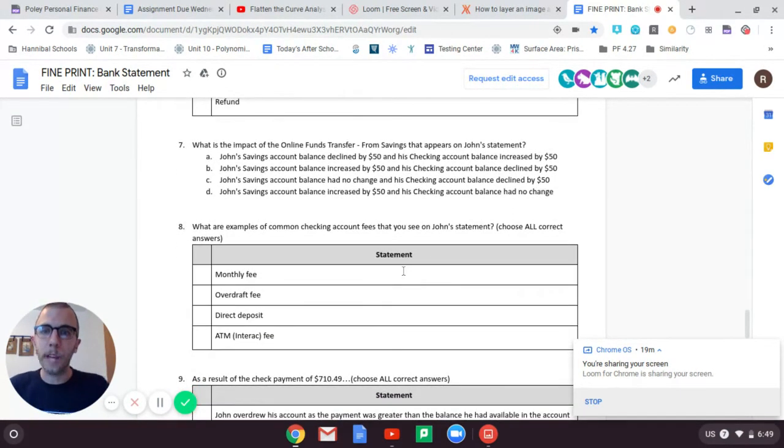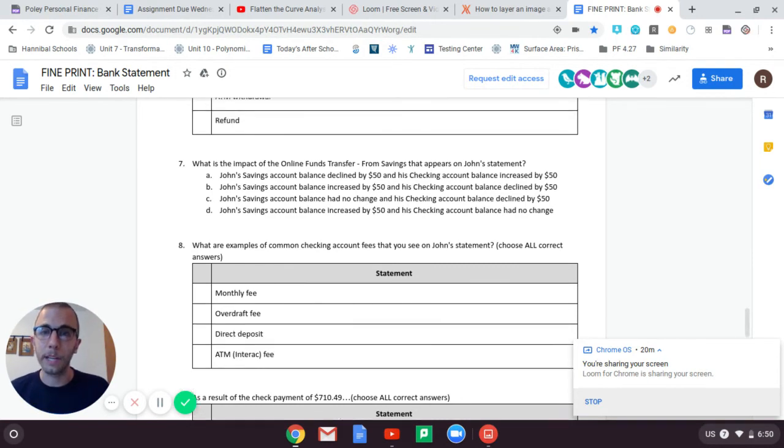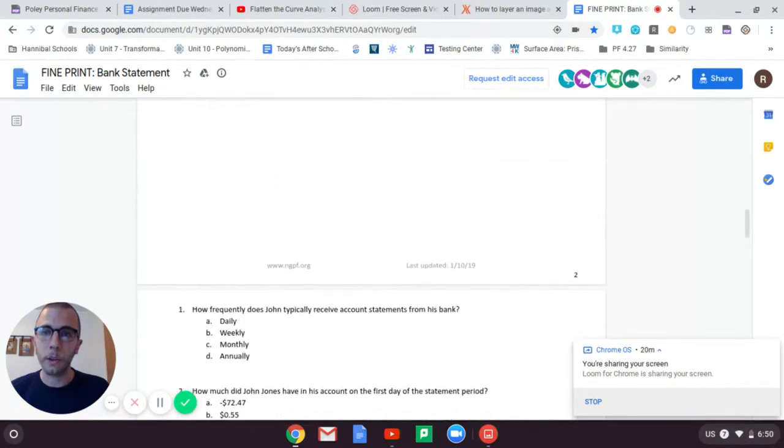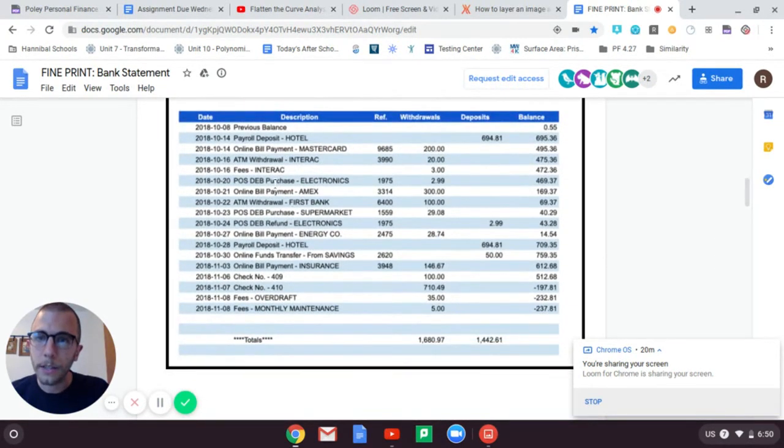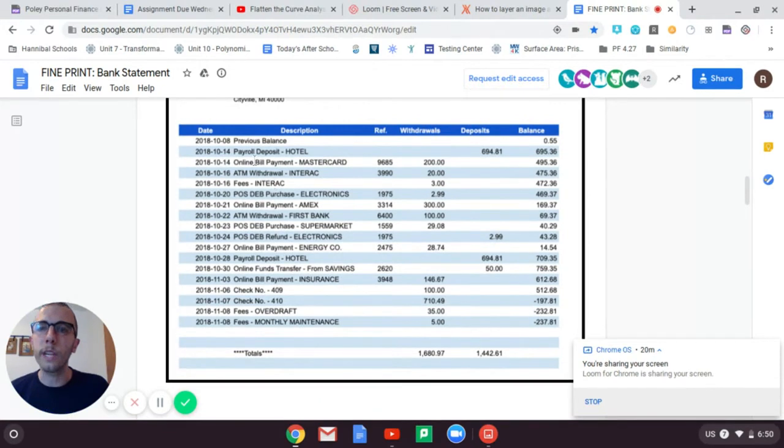What are examples of common checking account fees that you see on John's statement? Examples of common checking account fees that are on his statement. So let's go up and look at those fees. So let's see, the first fee, who sees it? That first fee, yep, one we talked about already. That was a fee for an ATM withdrawal. Okay, another fee. Let's see, going down the list of transactions. There are no other fees until the end.